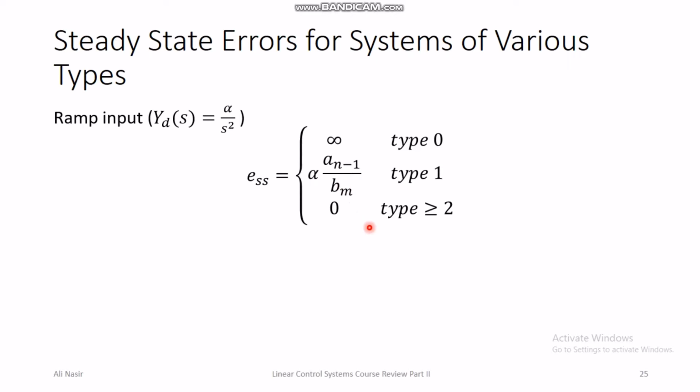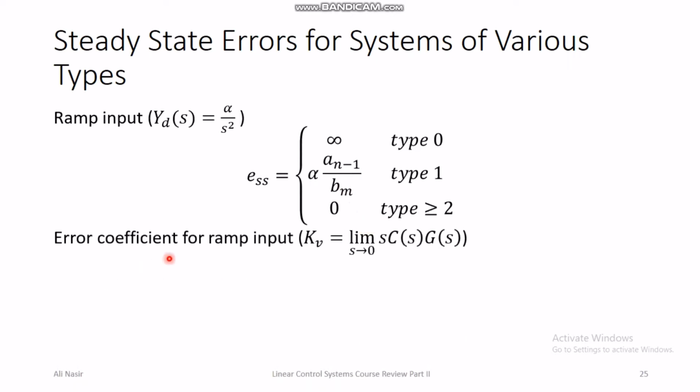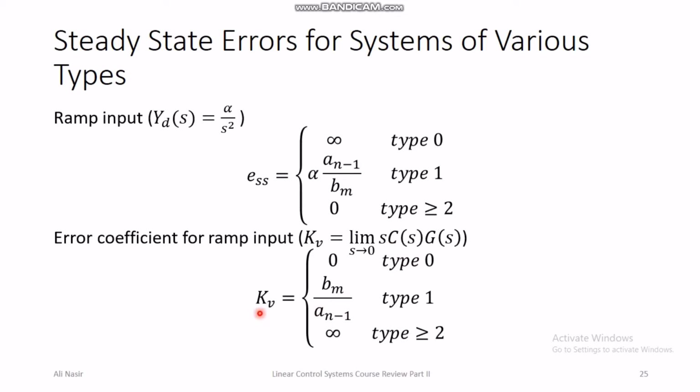Similarly, the error coefficient for ramp input is limit s approaches 0 of s times C(s) G(s). In the error coefficient for step input, there is no s here, while in ramp input there is an s. So the coefficient for ramp input is 0 for type 0 systems, and b_m over a_{n-1}, which is the inverse of this steady state error, for type 1 systems, and infinity for type 2 systems or greater.